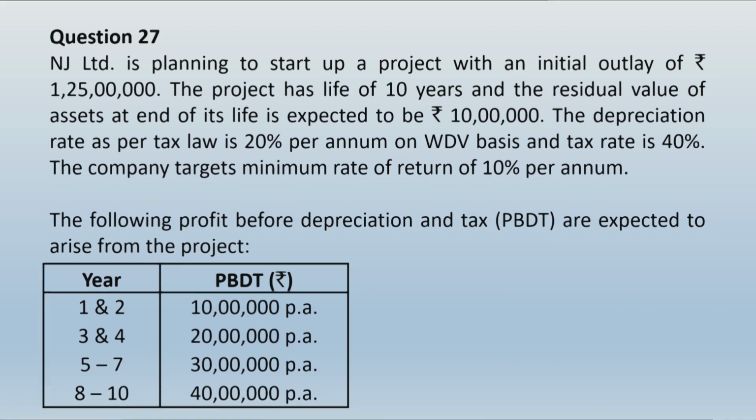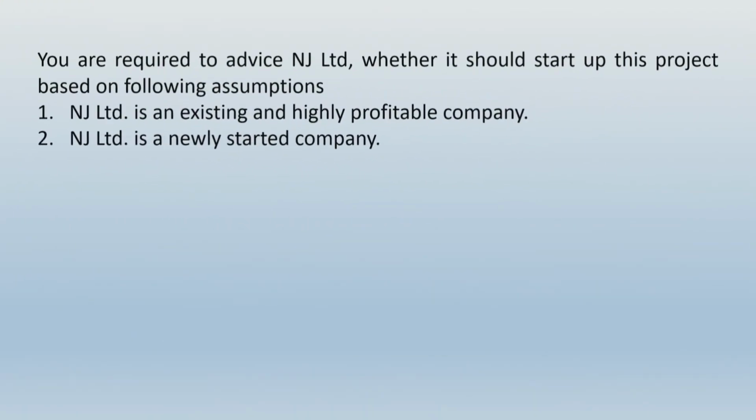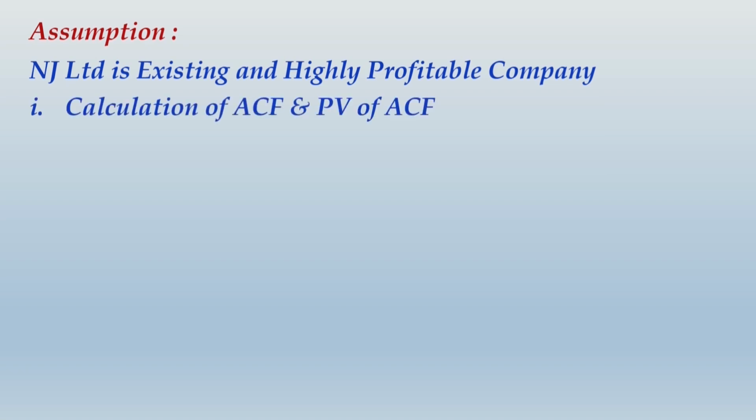So what I want you all to do, when you are putting up the solution of this question, just draw a table, and on top of that you first begin with this first assumption that NJ Limited is an existing and highly profitable company, and we are now putting the heading as calculation of ACF, that is annual cash flows, and present value of annual cash flows. So quickly write up this heading, and then I show you the kind of table that you need to draw over here.